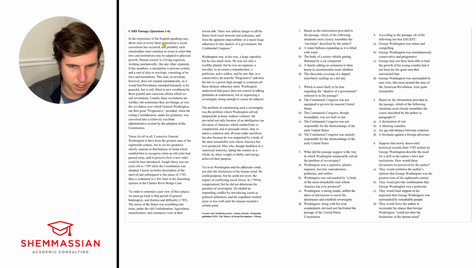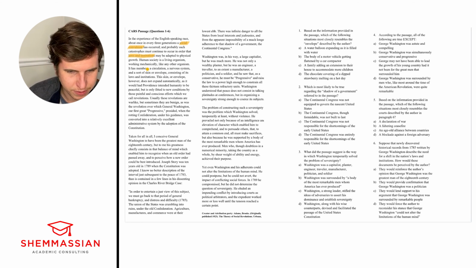In the experience of the English speaking race, about once in every 3 generations, a social convulsion has occurred, and probably such catastrophes must continue to occur in order that laws and institutions may be adapted to physical growth. Okay, so we're talking a lot about growth and different things. I'm not exactly sure what this passage is going to be about, so maybe I'll just highlight laws and institutions, kind of get us started here. What are we talking about here? Maybe social convulsion. That seems like that could be important. Let's just keep going here.